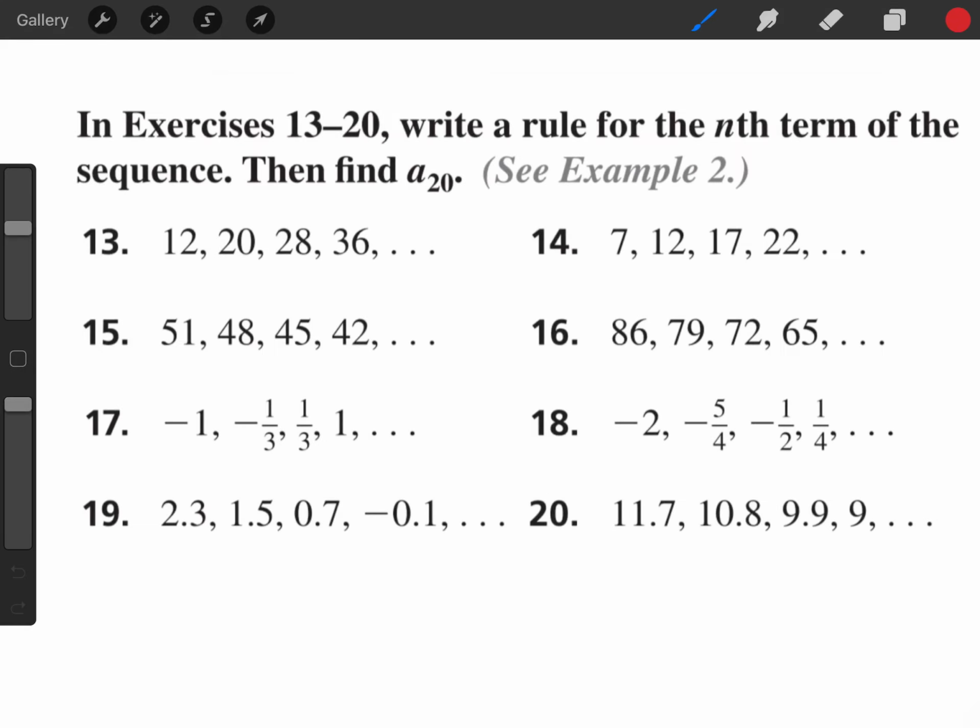Okay, so in here from the textbook, I'm going to go over number 16 and number 18. What we're going to do is write the rule, and we're going to find a sub 20. Okay, let's get started.